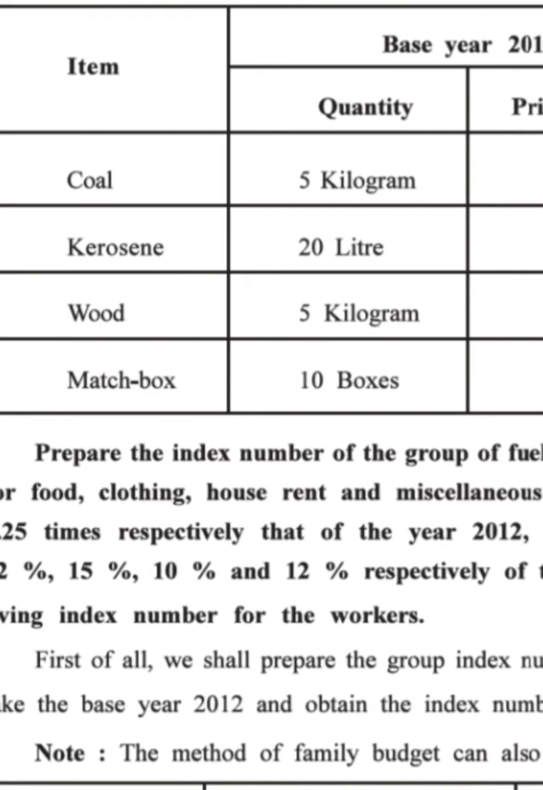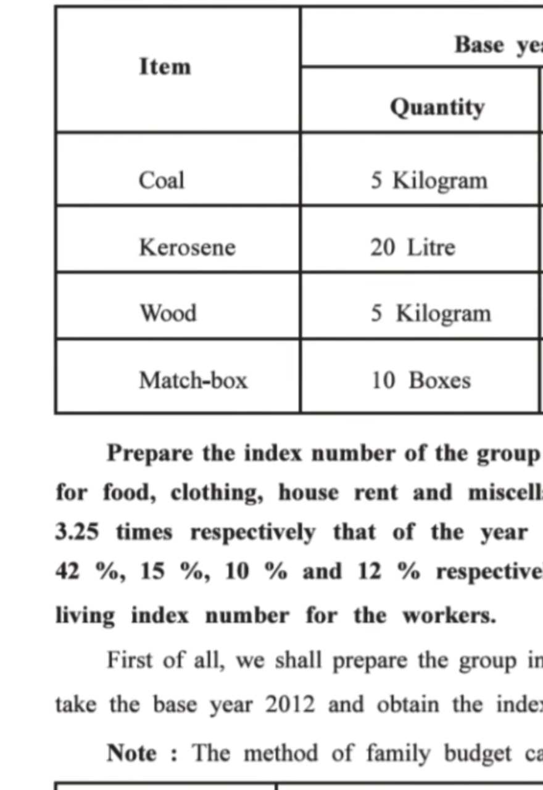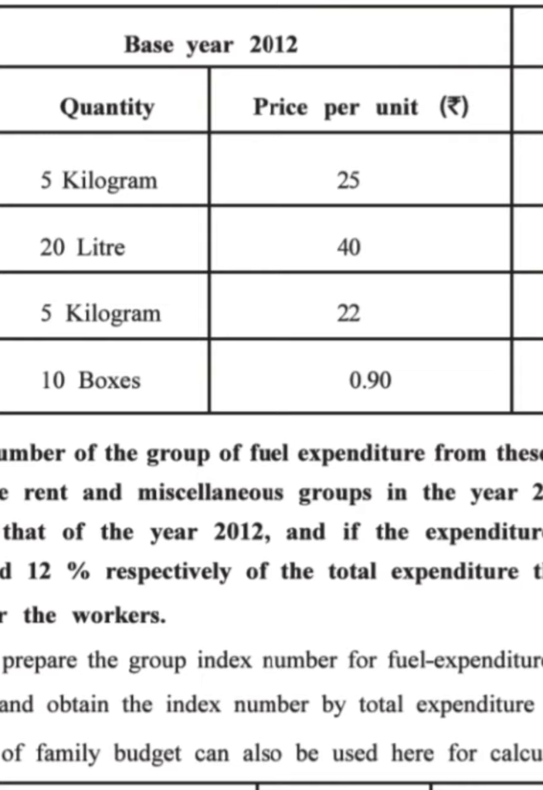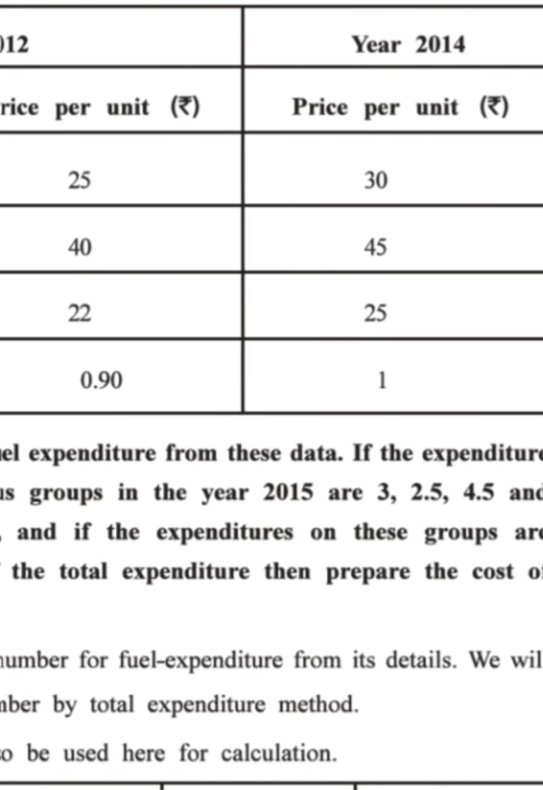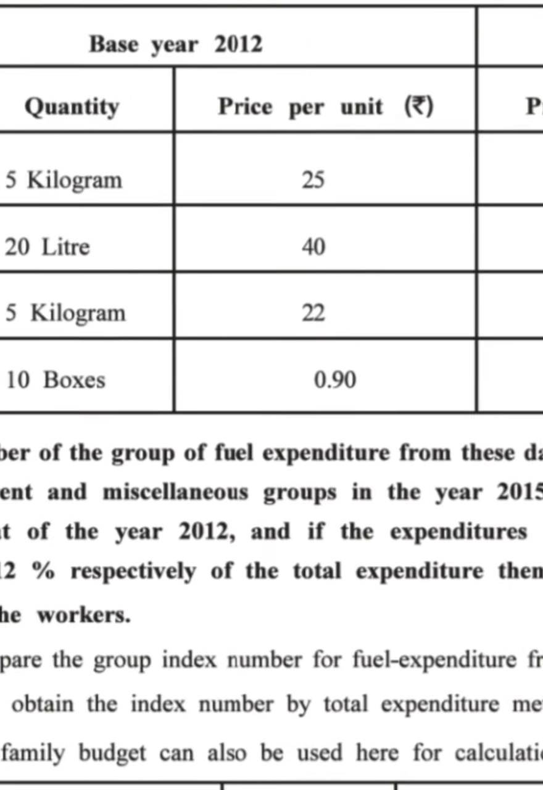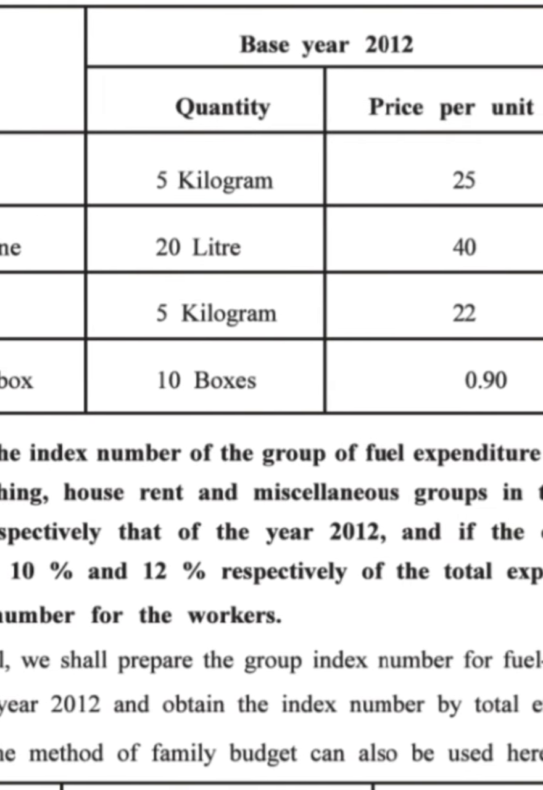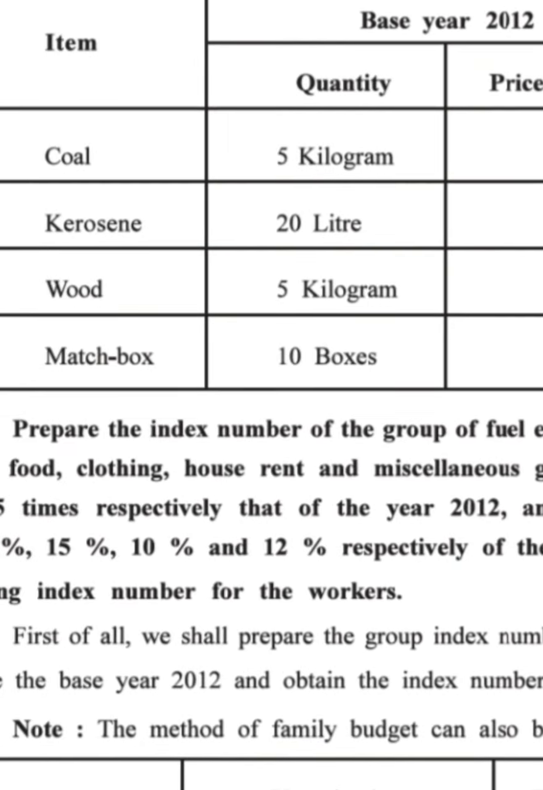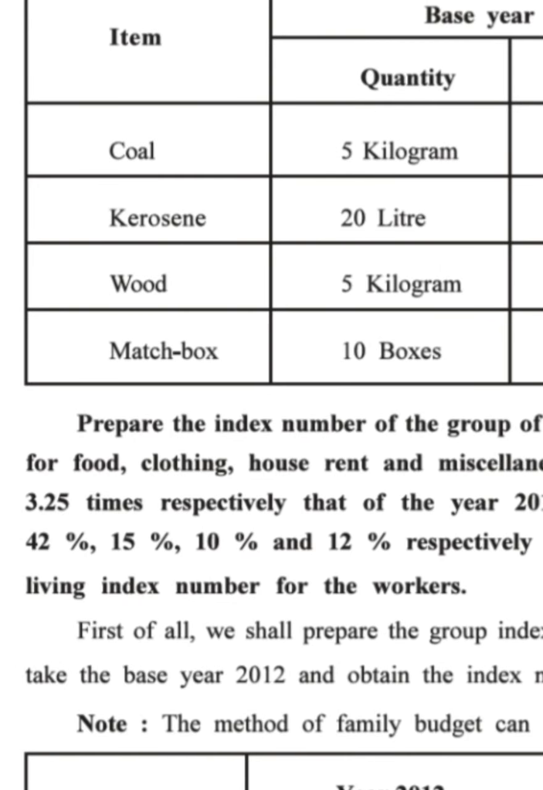Now we are going to see the 22nd sum. What do they give in the 22nd sum? The details of expenses on the fuel for a group of workers of a region are as follows. They have given us the details of the expenditure on the fuel of the group of workers. Over here, the items: you would find the different group of fuels, that is, you can say coal, kerosene, wood, and matchbox.